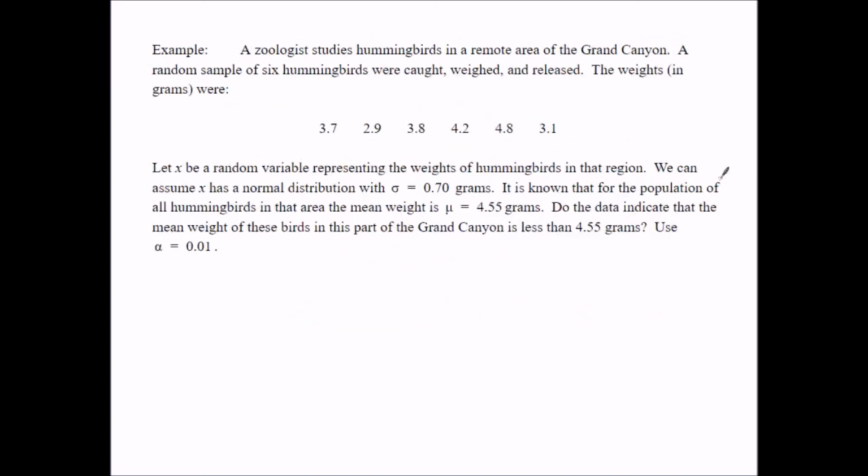Okay, a zoologist studies hummingbirds, Grand Canyon. They're talking about weight in grams. It gives us the standard deviation. It gives us the mean. And we want to see, do the data indicate that the mean weight of these birds in this part of the Grand Canyon is less than 4.55 grams?